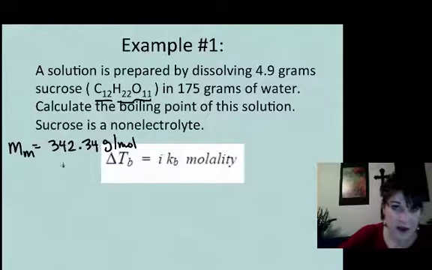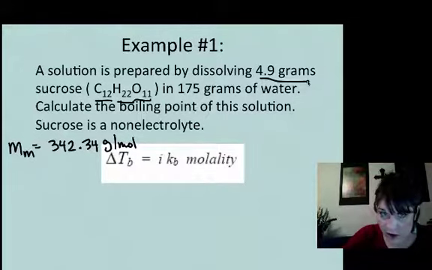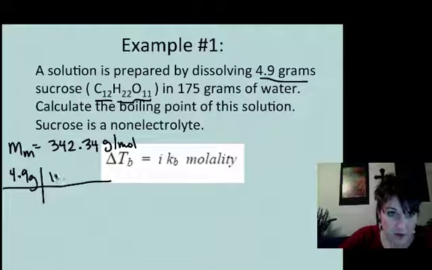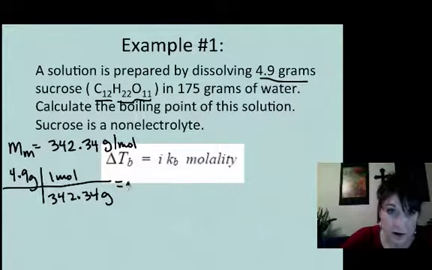All right, and now I have grams of sucrose and grams of water. Guess what we're going to do? We're going to go to moles. You betcha. So let's find 4.9 grams. And for every 1 mole, I have 342.34 grams. That gives me 0.082.